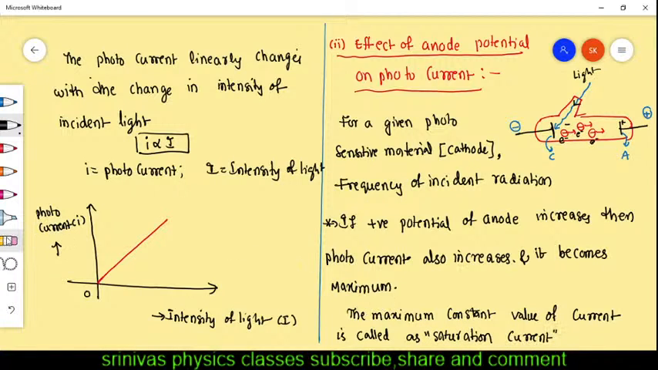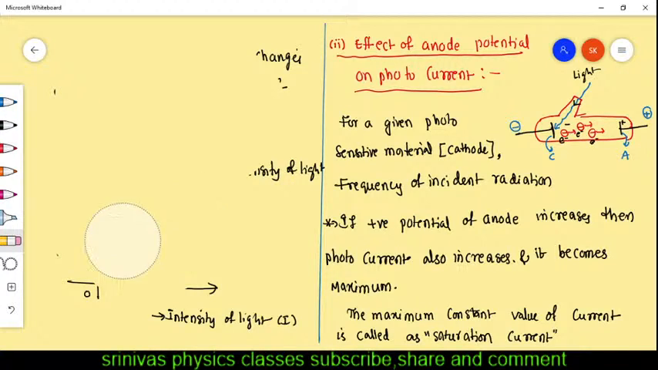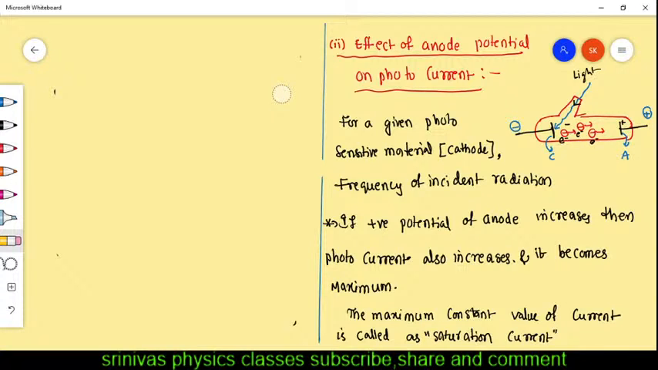Okay. Next, I will rub the left side. You take the screenshot. Okay, next continuation.